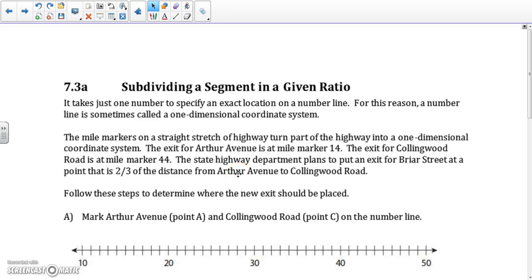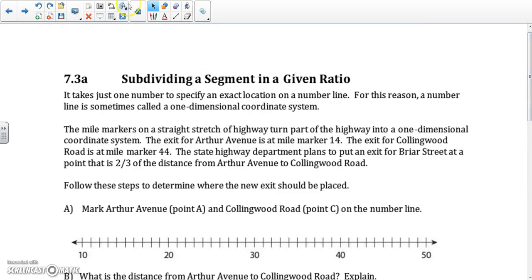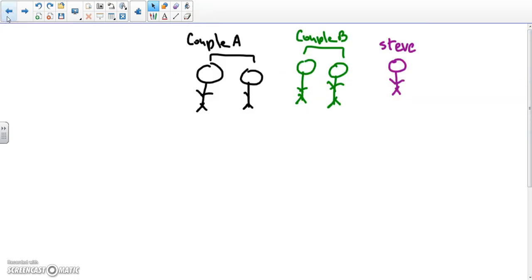Okay, lesson 7.3a. We are on page 18. Before we start, here's how I want you to think about today's lesson, because it can be a little tricky. So let's say there's 5 people that go out to dinner: 2 couples and then Steve.